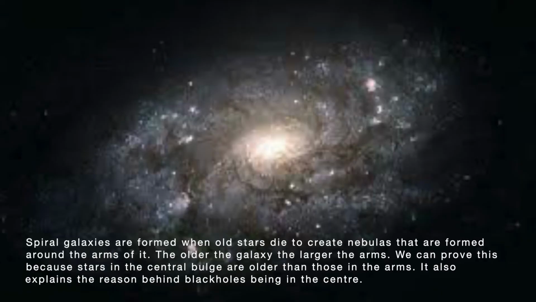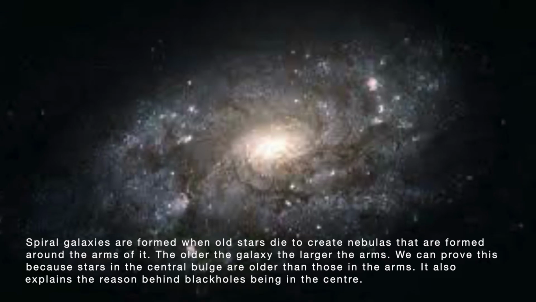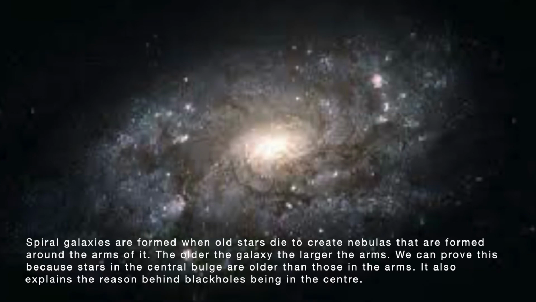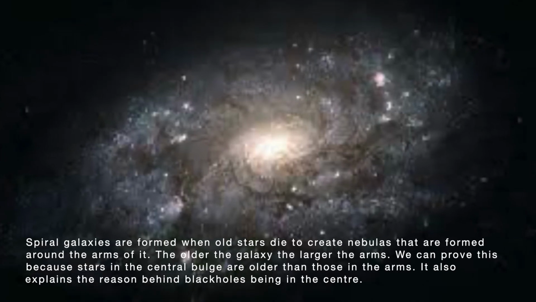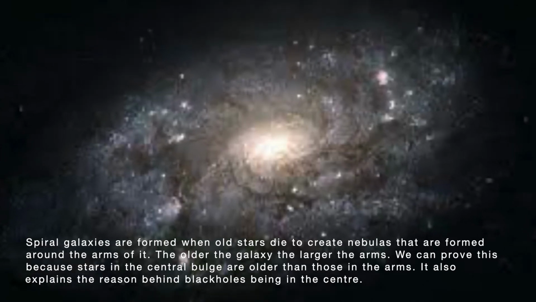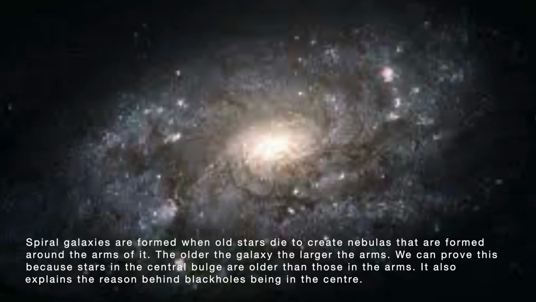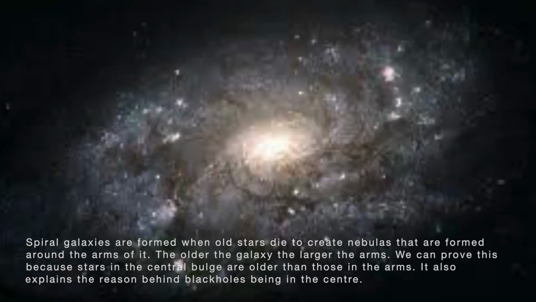Spiral galaxies are formed when old stars die to create nebulas that are formed around the arms of it. The older the galaxy, the larger the arm. We can prove this because stars in the central bulge are older than the stars in the arms. It also explains the reason behind black holes being in the center of the galaxy.